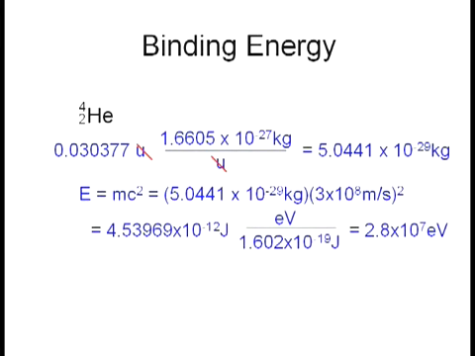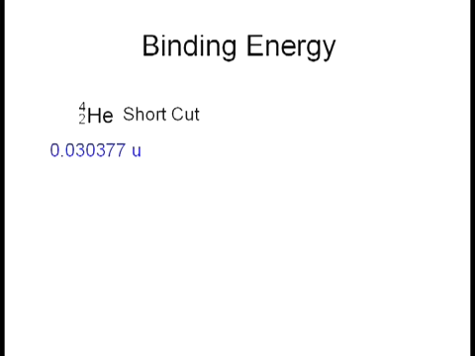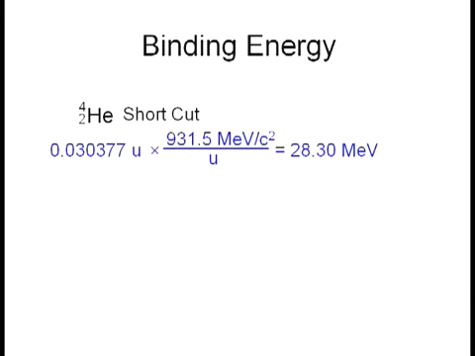Changing to electron volts, we divide by 1.6 times 10 to the minus 19. And since these numbers are so large, we're going to change it to mega electron volts. So that would be 28 MeV. Now we have a shortcut for this process. If we use that first conversion I showed you, all we're doing is multiplying by 931, and we get that same number, 28 MeV.